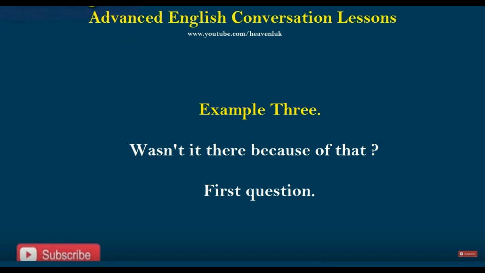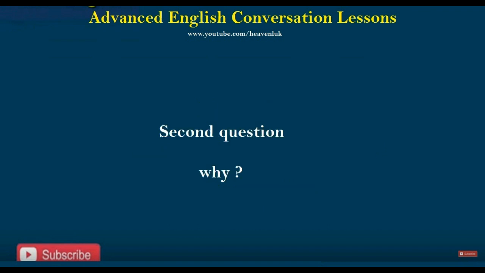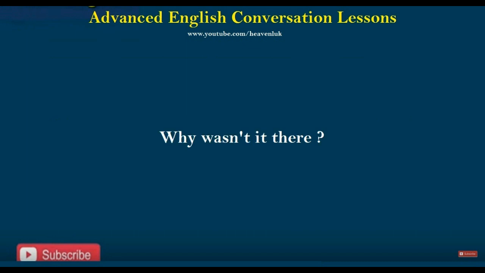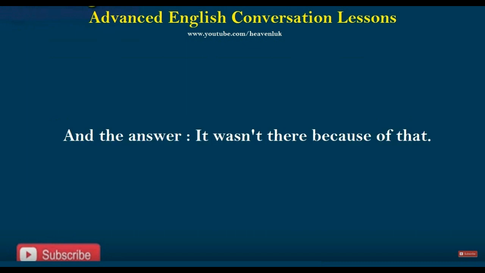Example 3. Wasn't it there because of that? First question. Second question, why? Now if we combine both of these, the question will be, why wasn't it there? And the answer, it wasn't there because of that.